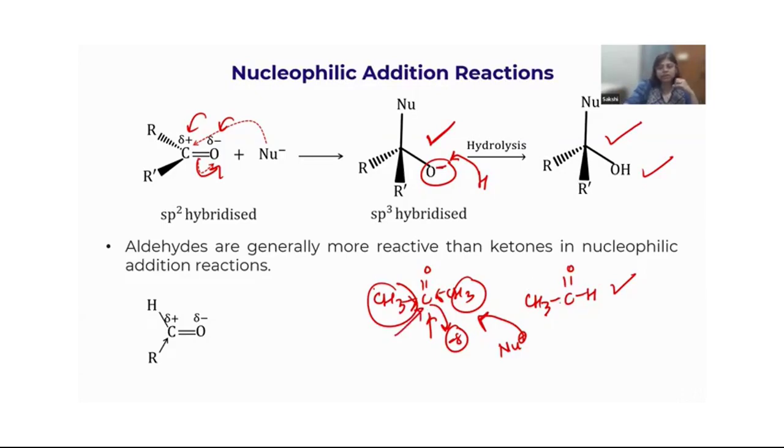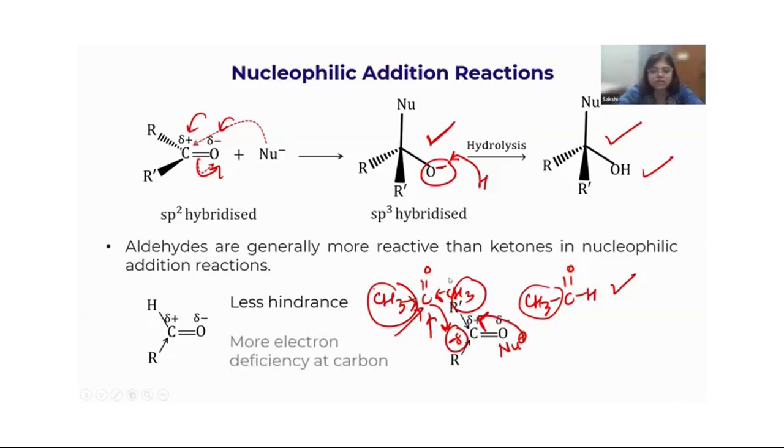If we look here, there is only one alkyl group. So obviously the electron density will increase, but it will not increase that much as compared to a ketone, right? So let us see. Here there is less hindrance also. So one thing is the inductive effect and the other thing is hindrance.